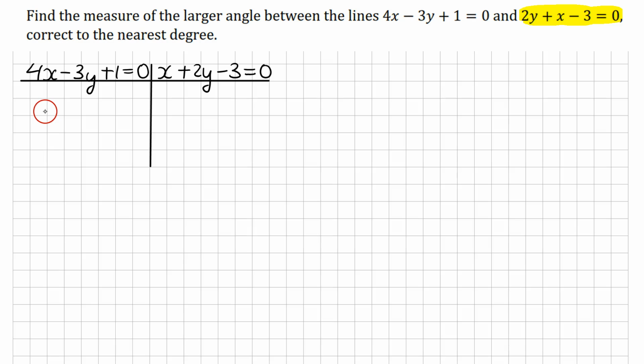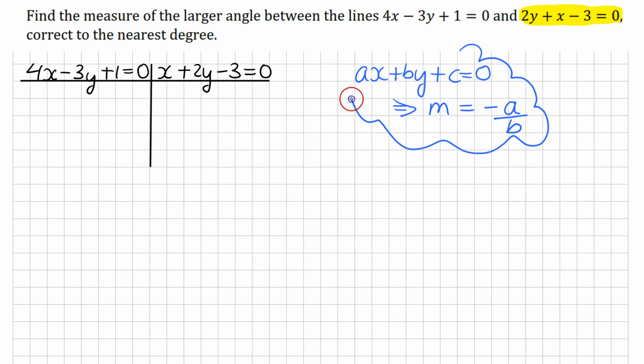So I'm going to go with my formula then, that m, so if we have ax plus by plus c equal to 0, this implies that m is equal to minus a over b. Okay, so what are we going to get for this one? We'd have 4 over minus 3, so that will give me 4 over 3, because I need a sign change. Okay, so that's m1. Now m2 would be 1 over 2, and we need to do a sign change, so minus 1 over 2, or minus a half.